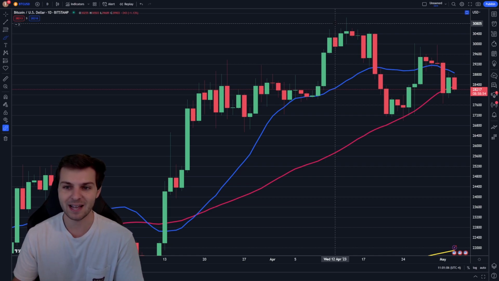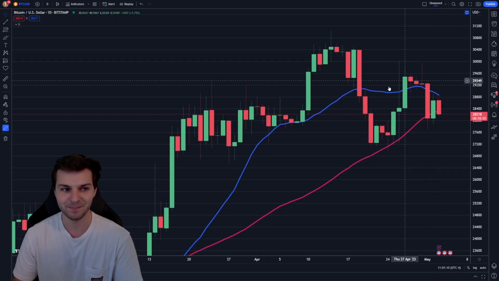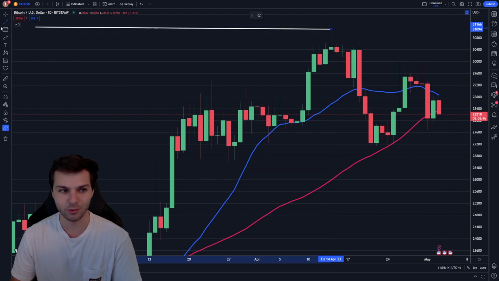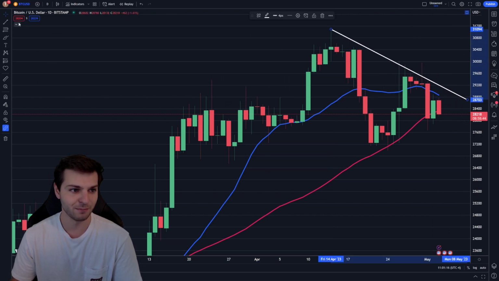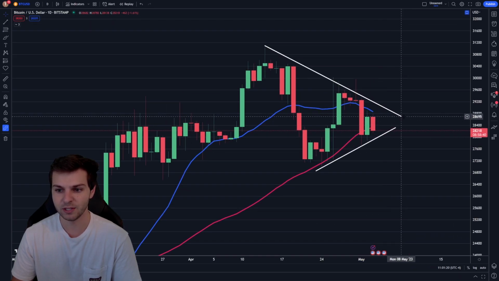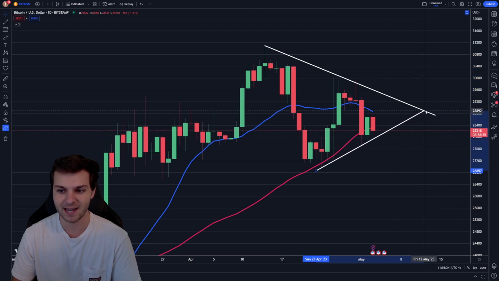But let's go ahead and dive on in with what is happening right now on the current state of Bitcoin. I really want to just start out by drawing our resistance lines and then our support lines. For resistance on Bitcoin, we can see that there are not only lower swing highs, but also higher swing lows forming at the exact same time.